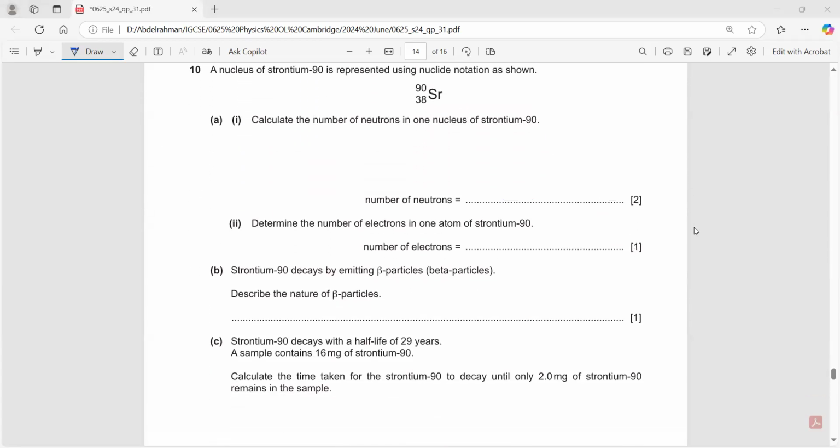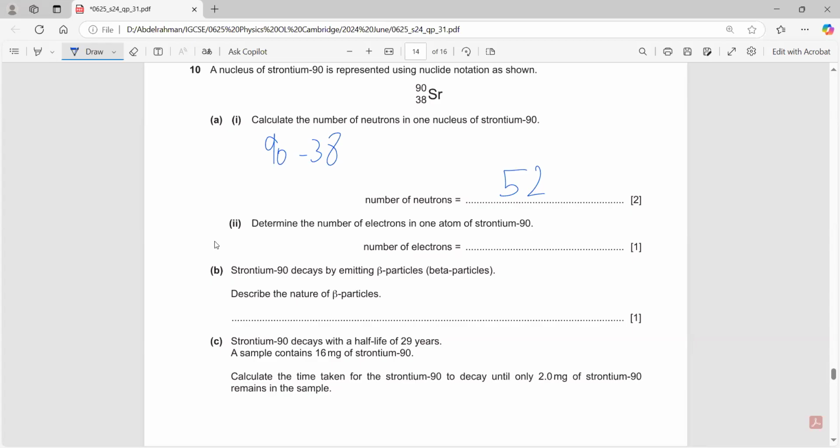Question 10. Calculate the number of neutrons. Can you find the number of neutrons? Yes, I can. 90 minus 38. Yes, thank you. 90 minus 38 is 52. 52 neutrons.